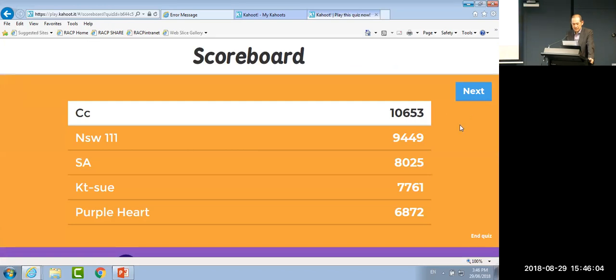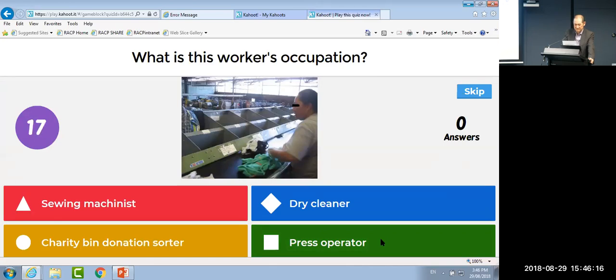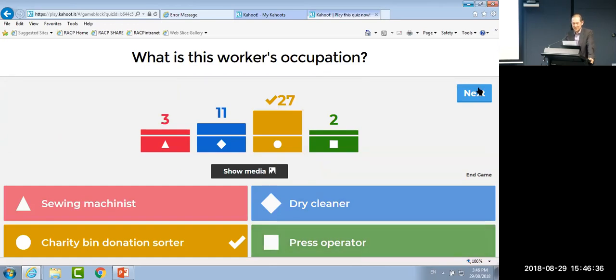All right, CC still in front. Okay, all right, we have one more question. Okay, and excellent again. Most of you got that correct. So really, the point of the quiz was to just give you a bit of an idea about some of the jobs. It seems like a lot of you have an understanding of it anyway. But the more that you get out there, and the more you learn about it, the whole intent was to get you to develop the skills to develop that capacity for work assessment.